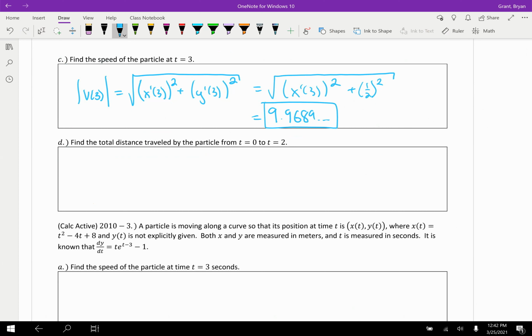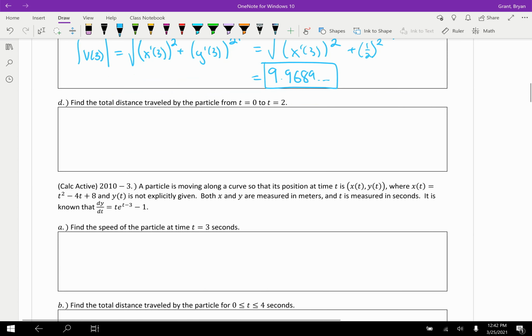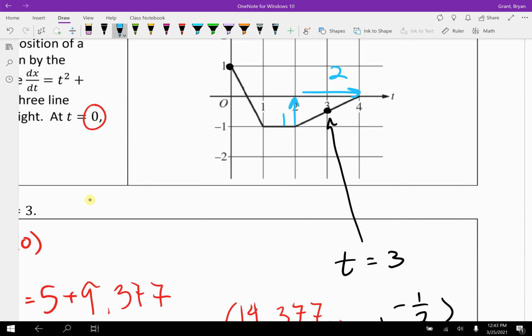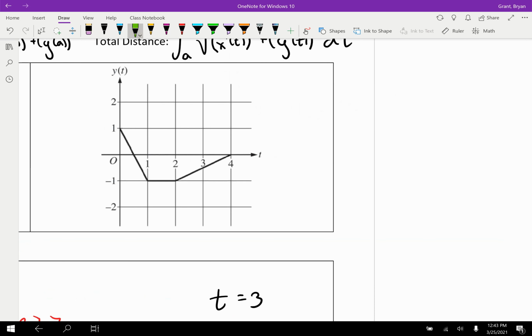So this one can be a little bit trickier, at least I found it to be. In order to find the total distance, we're going to have to go from 0 to 2, and we have the square root again of x prime of t squared plus y prime of t squared. Now, the reason that this is trickier is because y prime is not constant. If I look up here and think about all the slopes, I'm going to take a quick second and write the equation for y prime of t just so it helps us out.